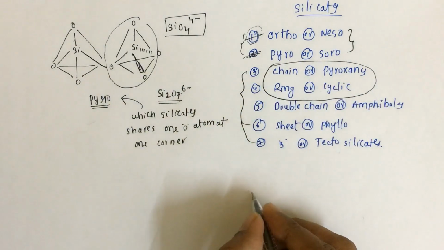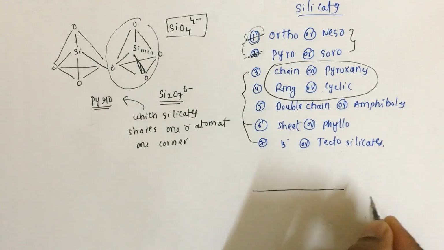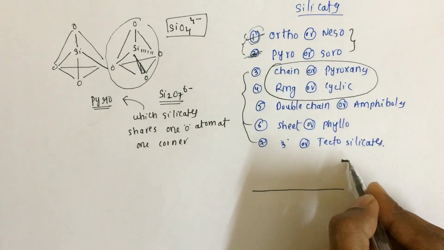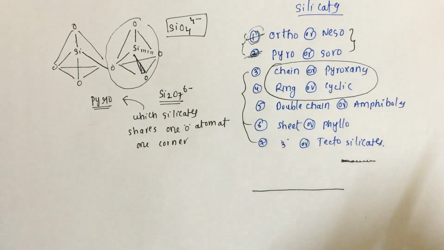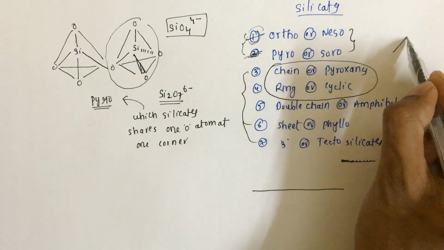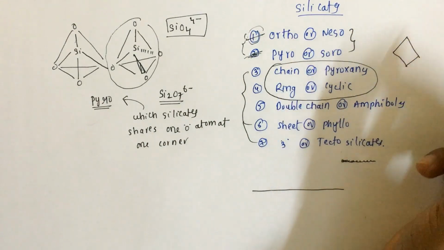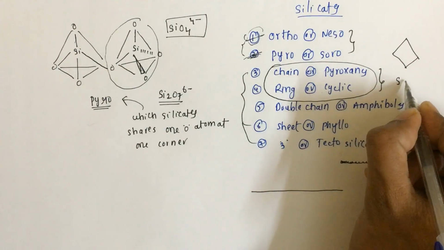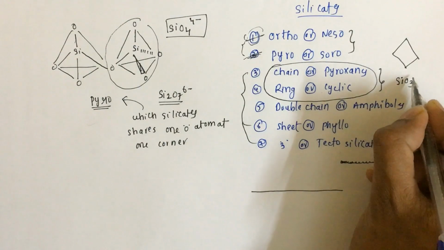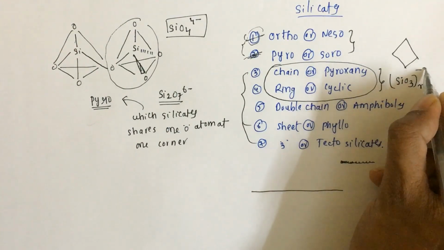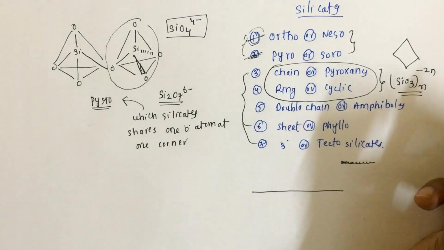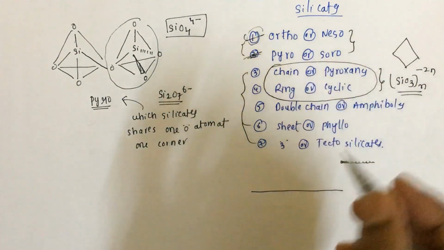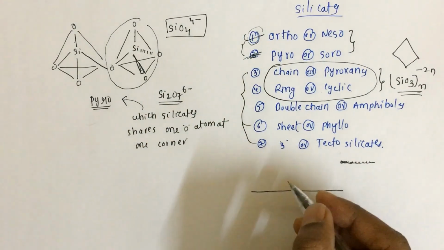Just remember, chain means linear. We see it like any chain, so that will be a linear shape. Ring means cyclic shape. This we can call a ring, like that. For these two, the general unit which we have is SiO3 to the n, 2n minus. This is the unit for chain as well as ring silicates. And for the chain silicate we have this kind of form.